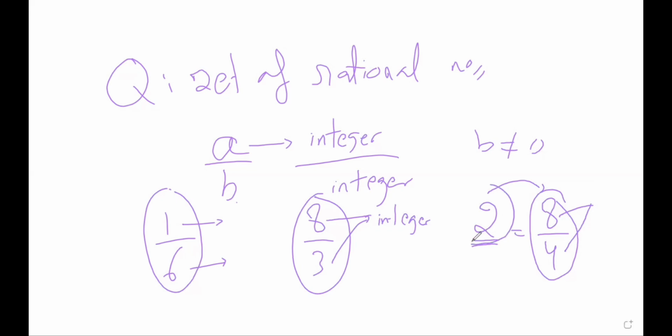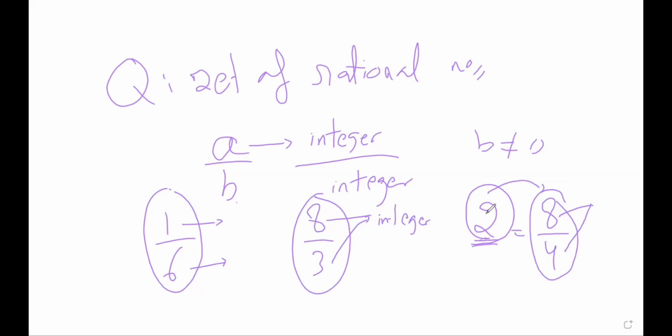Then 2 is a natural number, since it's a non-decimal number. Also, it's positive. Also, we can say 2 is an integer. Also, we can say that 2 is a rational number. Then we can conclude that 2 exists in the three sets, in N, Z, and Q.